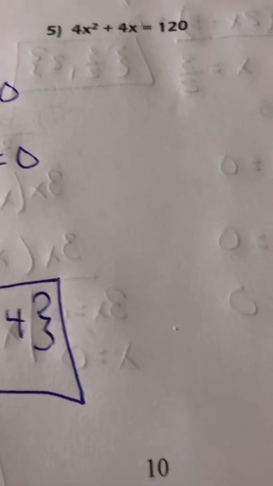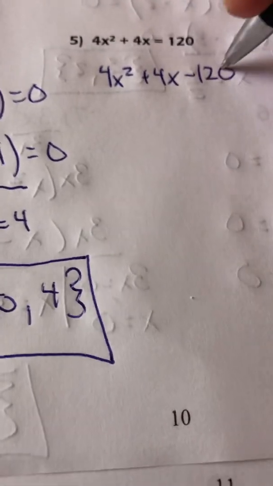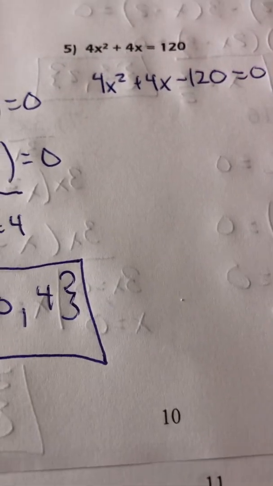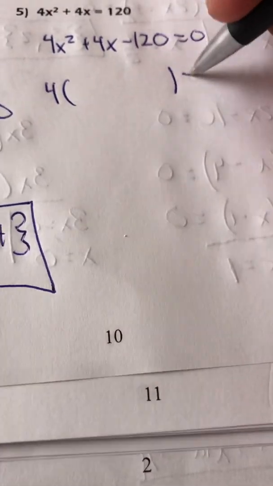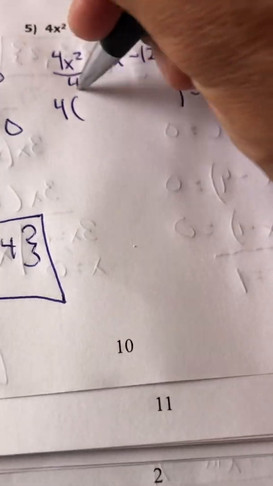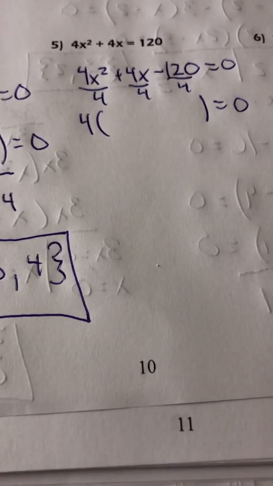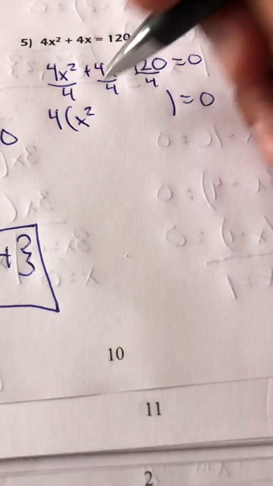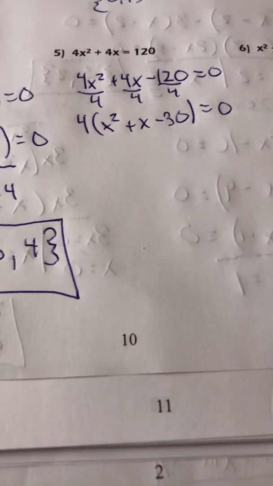Taking a look at number 5. First thing we need to do is subtract 120 to the left. So we have 4x squared plus 4x minus 120 is equal to 0. We are then going to find the GCF, which is 4 this time. And I'm going to divide each of those 3 terms by 4. Whatever I get goes inside the parentheses. Here I get x squared plus x minus 30.